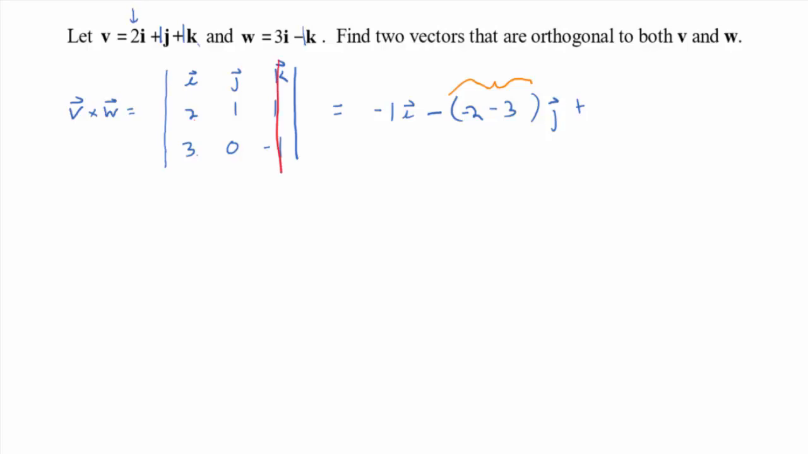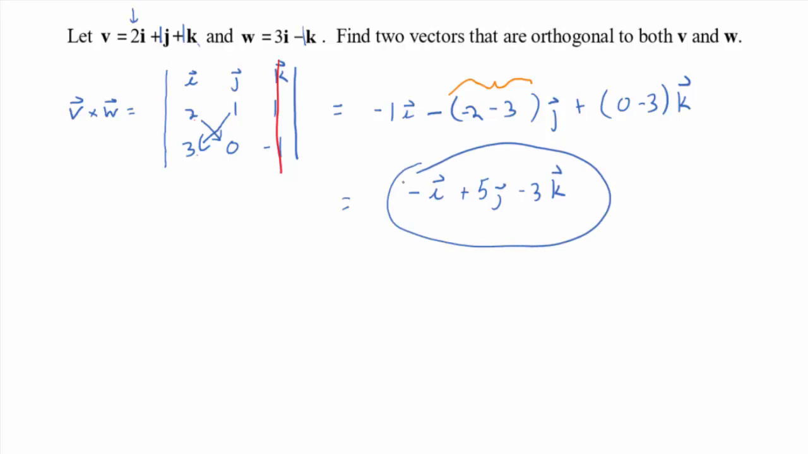Then cross out the last column. We've got numerically 2, 1, 3, 0. Take that determinant. What do you get there? What's 2 times 0? 0, minus 3, right? And then, whoops, I almost put j. I meant to put k. All right, so what does that turn out to be? Negative i, if you like. You don't need the negative 1 there. Then plus 5j. And then minus 3k.